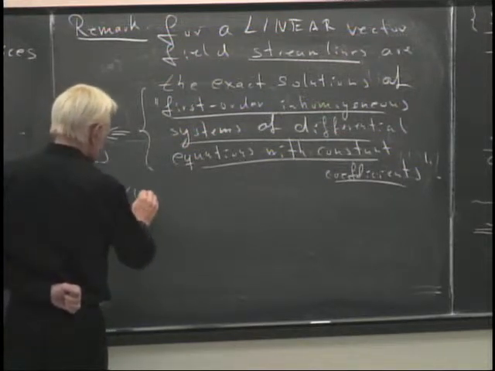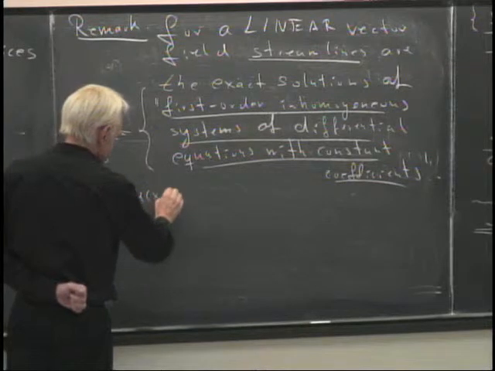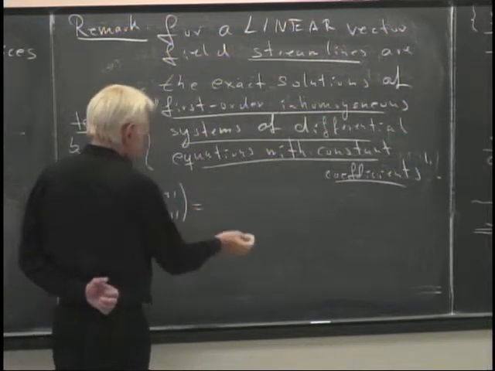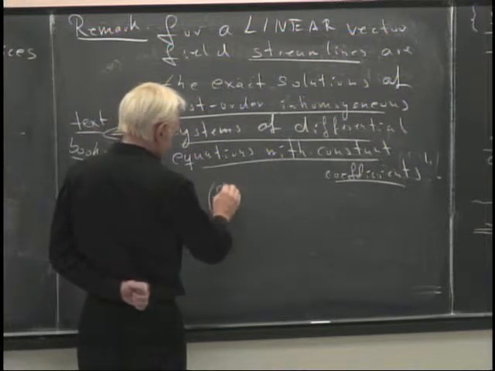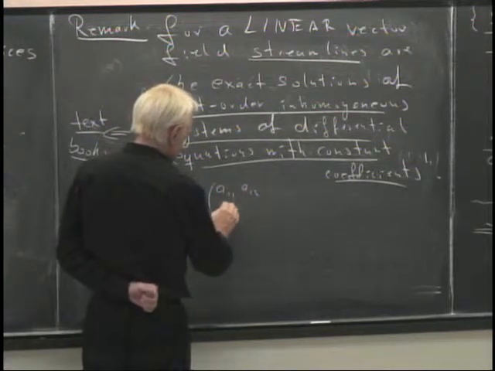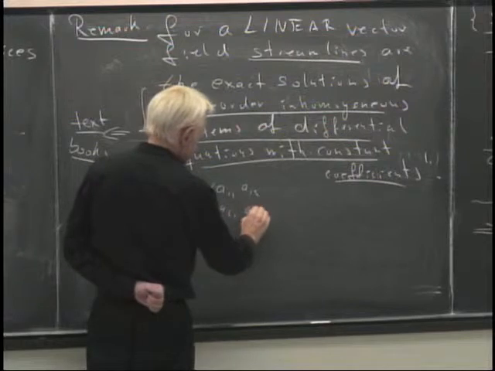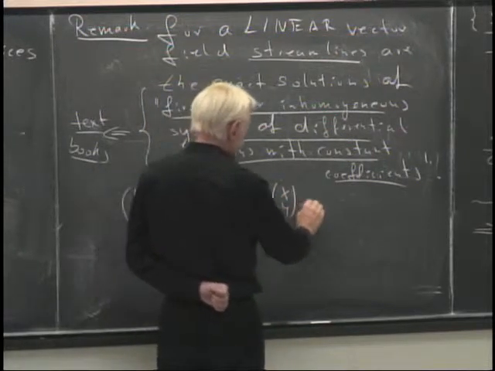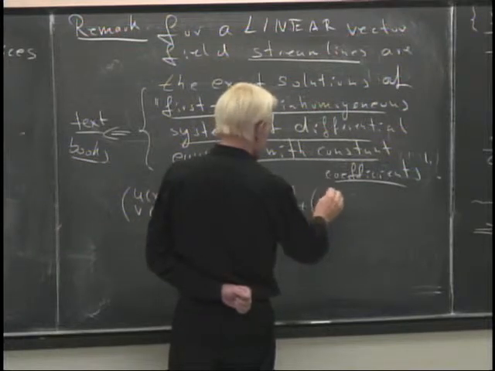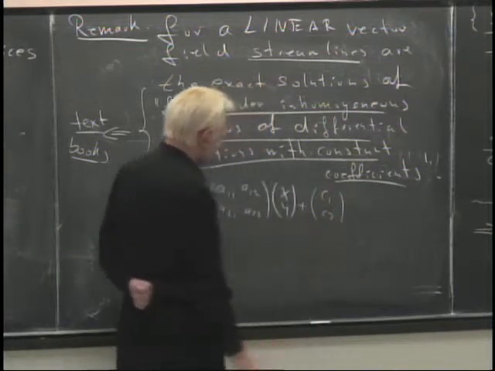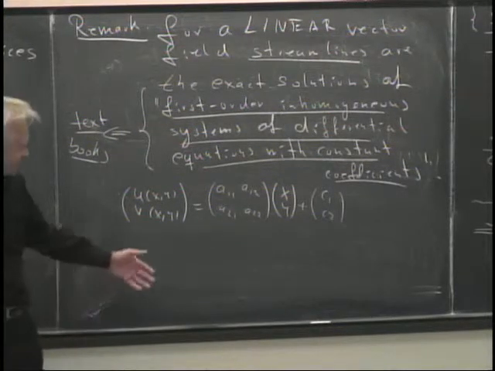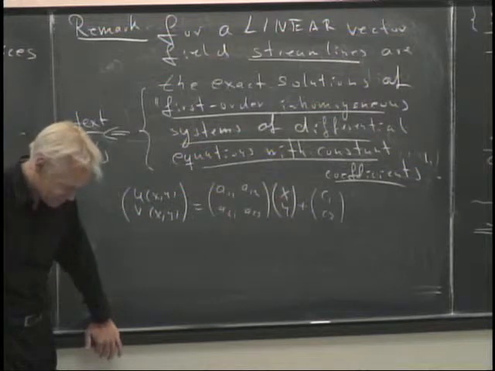So these things, u, v of x, y equals some matrix a11, a12, a21, a22 times x, y plus some constant 1 and constant 2. This is one of those particular types of equations for which the solution for the stream curves is exact.